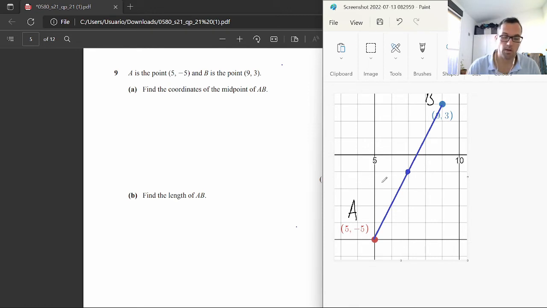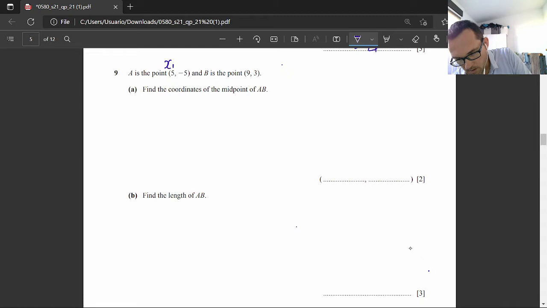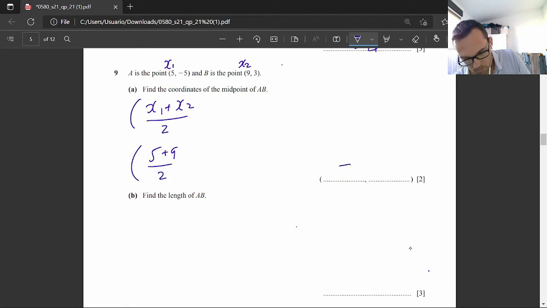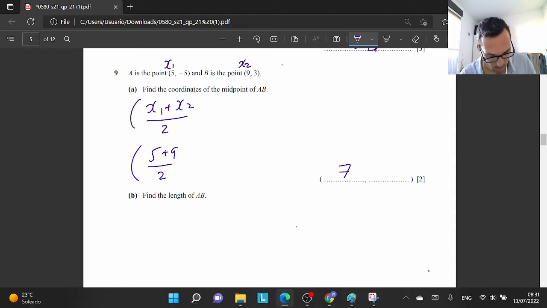But how to do it without a grid? Well, first we need to take this change in x, which goes from 5 to 9, and find the middle. Okay, and to do that without a grid, we label this x1, x2. We need to add those 2 values together, which will give us 5 plus 9, which is 14, and then divided by 2, that will give us the middle point, which is 7, which we can see over here.